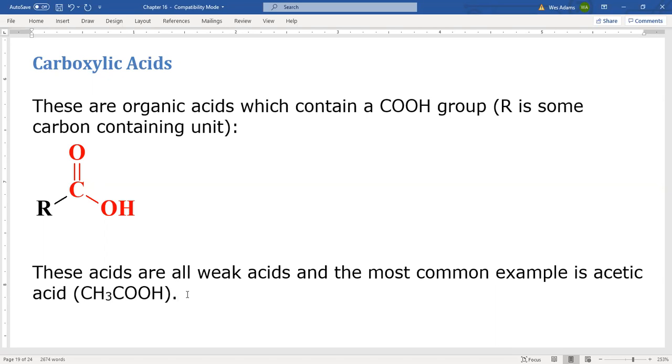The example we've been using, because it's very common, is acetic acid, CH3COOH, which may not be how it was written when you took a first semester course, but it's often written that way to show you which hydrogens are acidic.